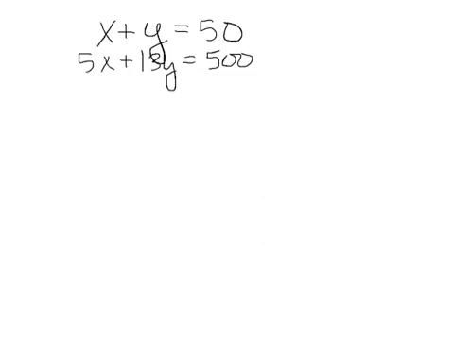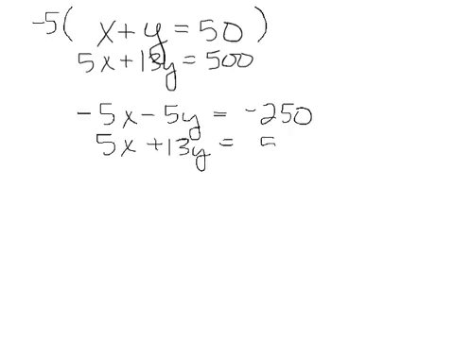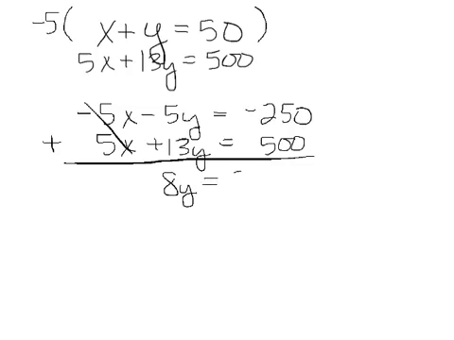I'm going to go ahead and solve this with elimination to practice that a little more. I'm going to take this top equation and multiply it by a negative 5. And then I can eliminate. So I get negative 5x minus 5y equals negative 250. Rewrite the second equation and add them together. Negative 5x plus 5x, negative 5y plus 13y, and negative 250 plus 500.